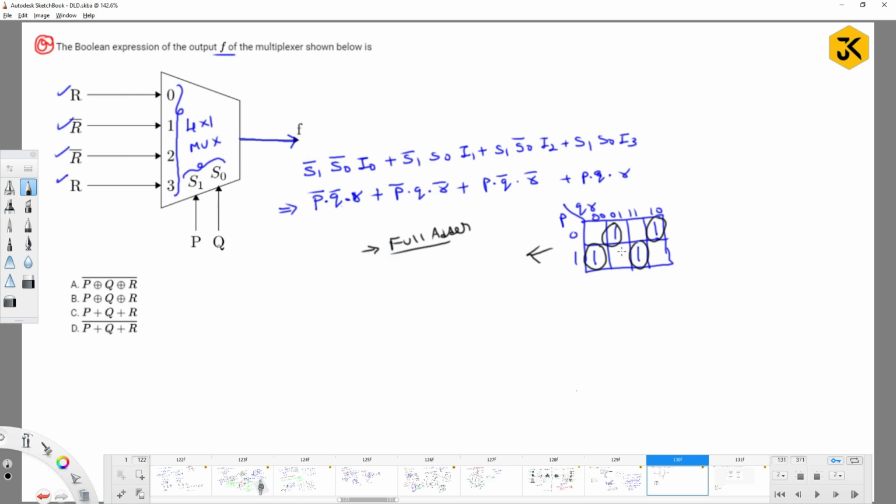So simply when you get this kind of expression, you can just make use of the XOR operation. So the XOR operation is P XOR with Q XOR with R. So the answer will be option B. I hope you understood clearly.